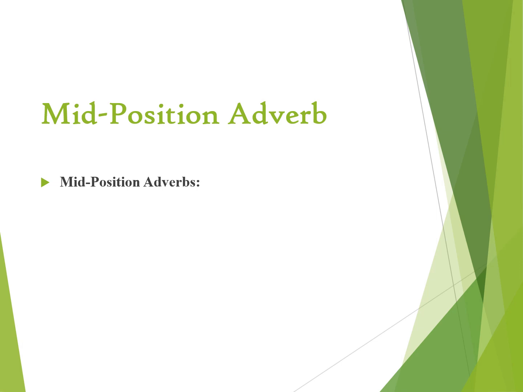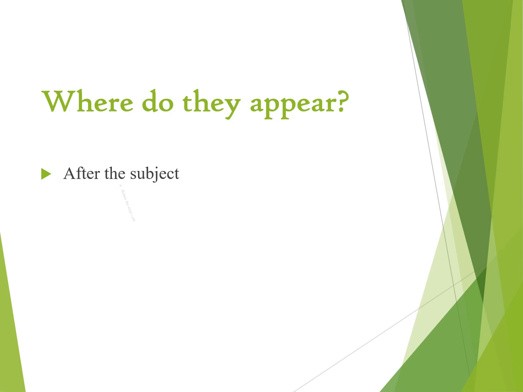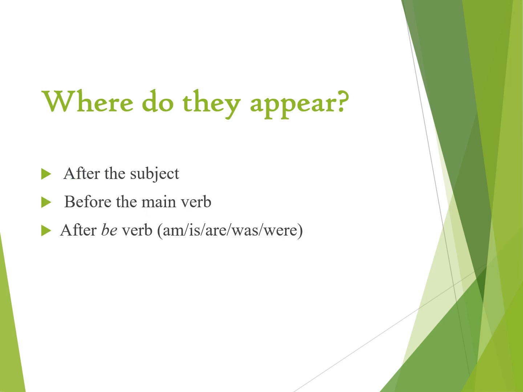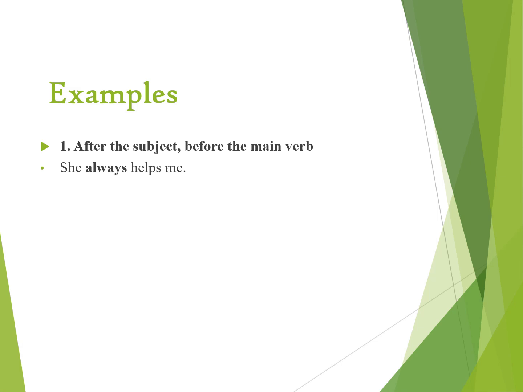What are mid-position adverbs? Mid-position adverbs are placed in the middle of a sentence, usually after the subject and before the main verb. They often include adverbs of frequency, degree, and manner. Where do they appear? After the subject, before the main verb, after linking verbs, before auxiliary verbs or main verb. Examples: she always helps me. They usually eat breakfast early. So you can see always and usually, these adverbs are used after the subject.